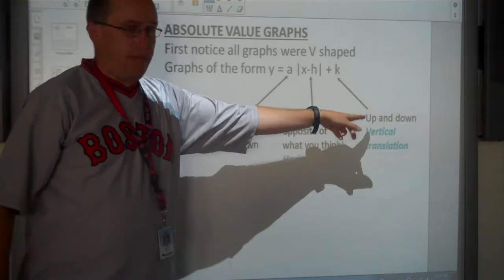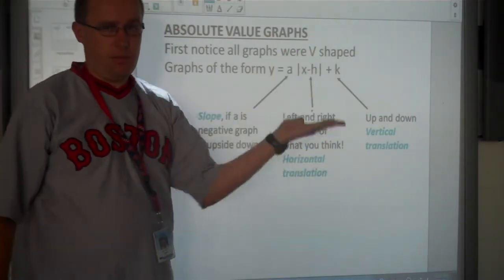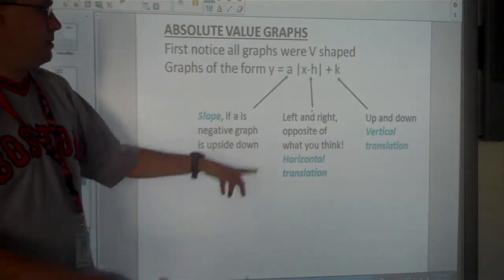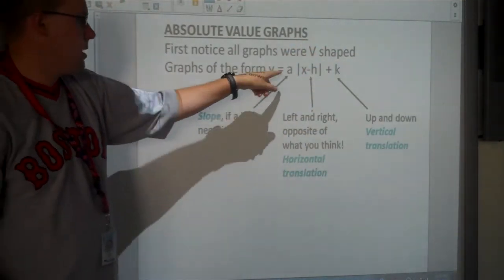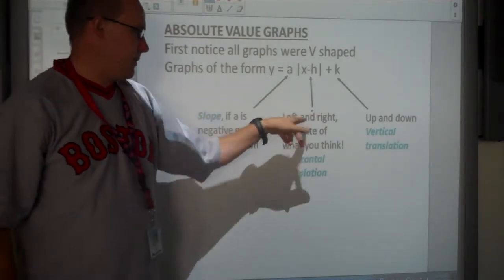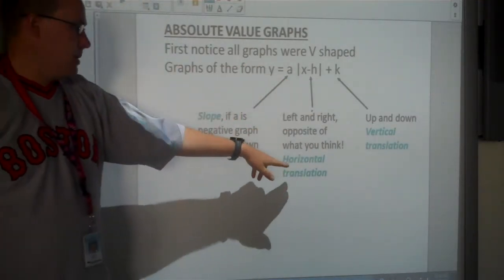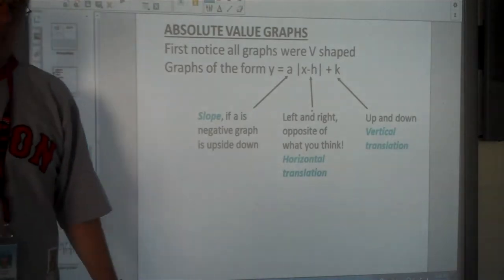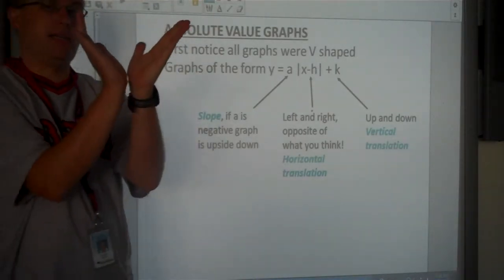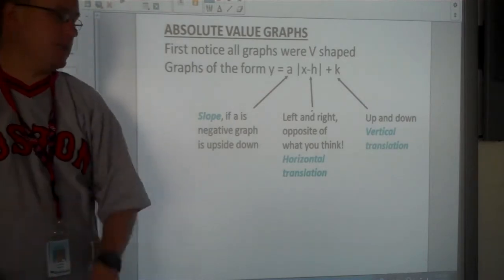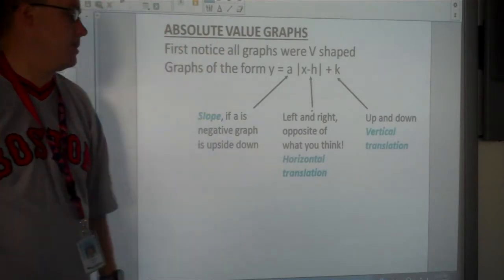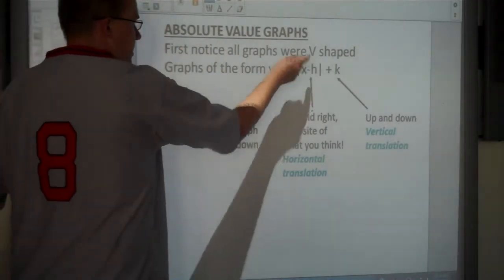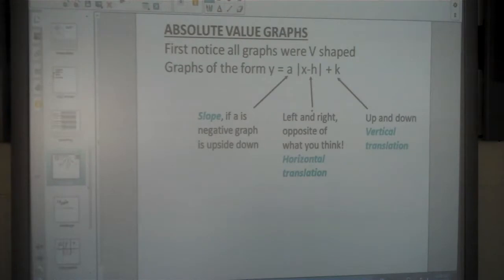The k at the end moves the graph up and down, so if it says +2 at the end, it moves the V shape up 2 places from the origin, or if it says -2 or subtract 2, that means it moved the V shape down 2 places. Inside the parentheses, it moves the graph left and right, but it's the opposite of what you think, so in other words, it's a horizontal translation. So if it says x +2, what it's actually done is it's moved it to -2 on the x-axis. Or if it says x -3, then it's actually moved it 3 across to the right. And that's really why the negative is here, just to remind you that you're going to do the opposite.